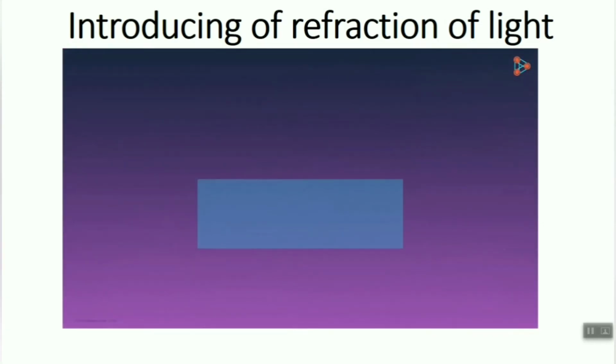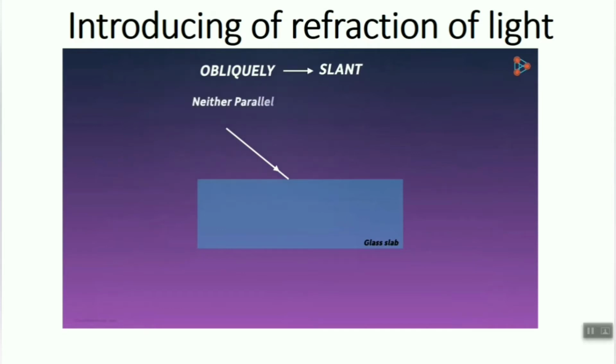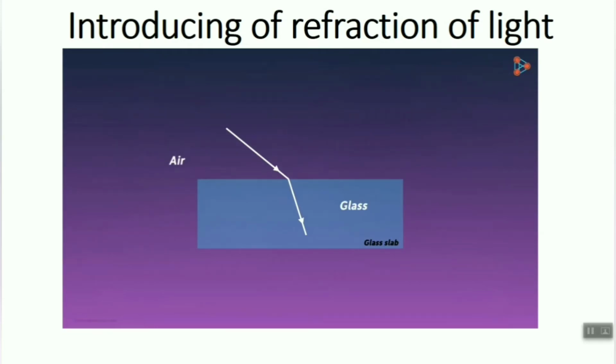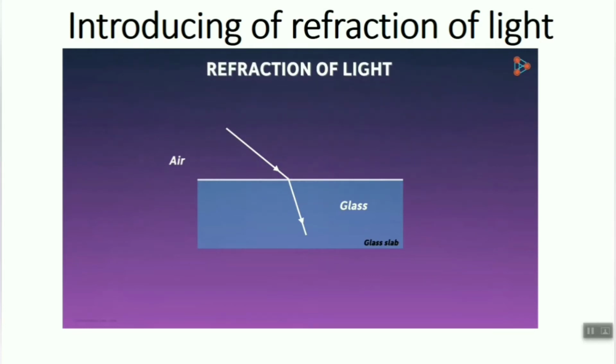Consider a transparent object kept here, say a glass slab. Suppose light traveling through air is incident obliquely on the surface of the glass. What do I mean when I say obliquely? It means slant. It implies that the incident ray is neither parallel nor at a right angle to a specified line. Now this light will bend at the boundary of the two media. Here the two media are air and glass. This bending of light at the boundary of the two media is what we call refraction of light.